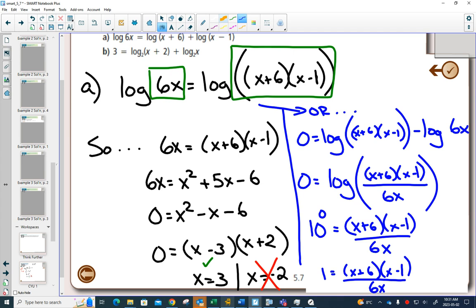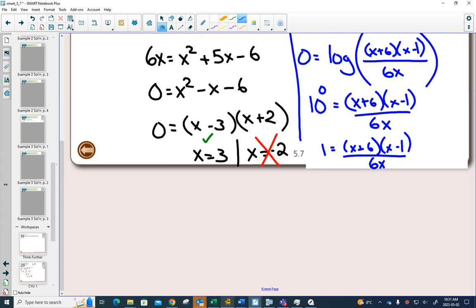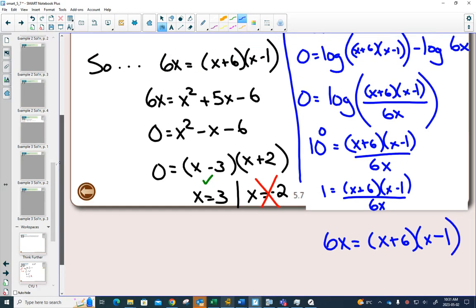Now I have to remember from previous years, how would you solve a rational equation? Well, you would solve a rational equation by getting rid of the fraction. Can you see that you could multiply both sides by 6x? That would give you 6x equals (x plus 6)(x minus 1).